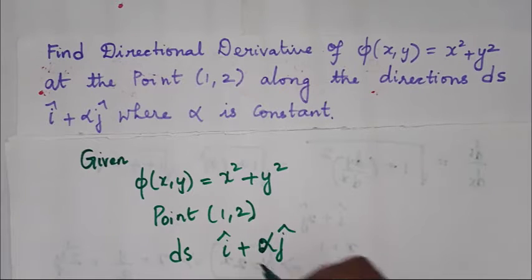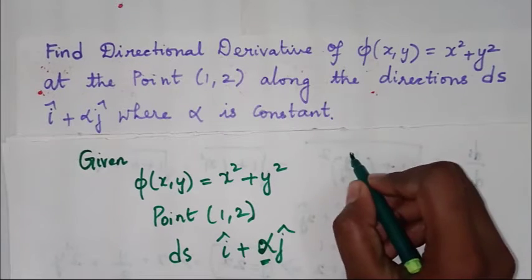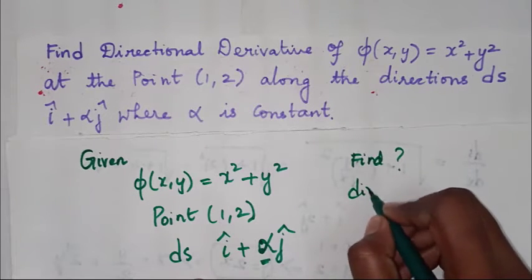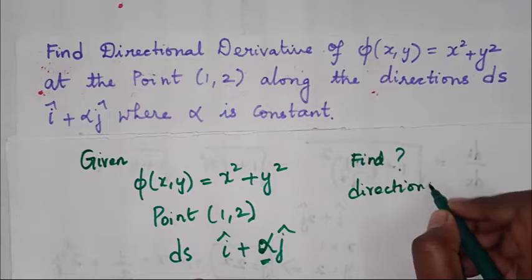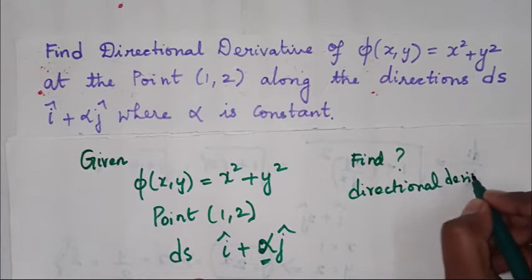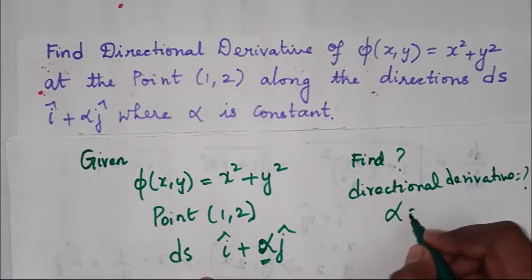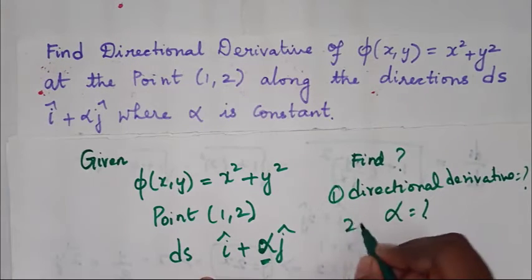Okay. So in that, alpha what it is we don't know, but still we'll be calculating this. So what we have to find is: the first thing you have to calculate is the directional derivative. What is the directional derivative for this particular function, you will be calculating. Parallel to that, what is alpha? So we have to calculate two different terms.